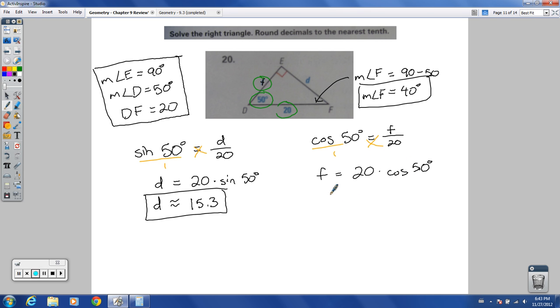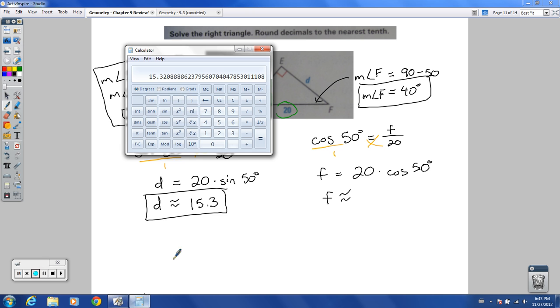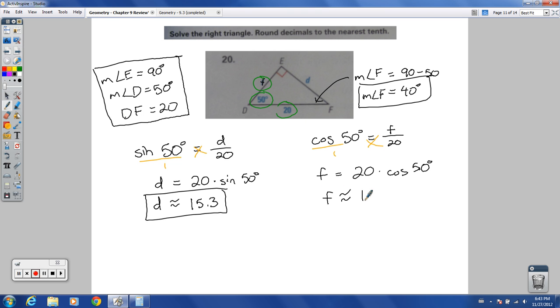And so if you plug this into a calculator, let's see what we got there. We have 50, cosine of that times 20 equals about 12.855. And so we repeat that, or that 5 here will round off to, or round the 8 up to a 9. So we have 12.9 right there. So the 3 missing parts were here, here, and here. These were the 3 given parts.